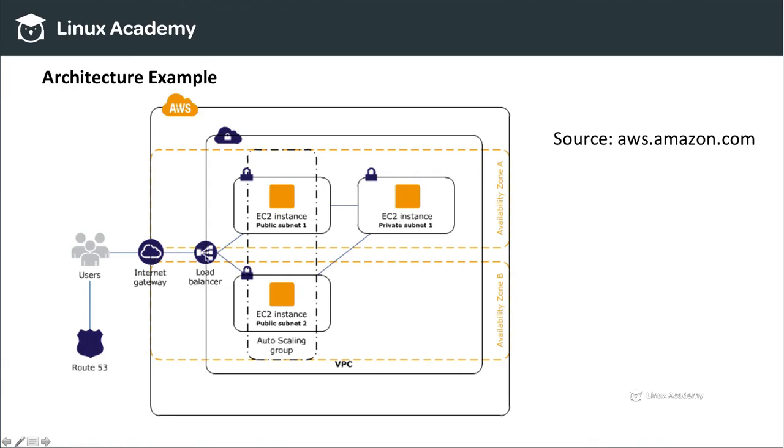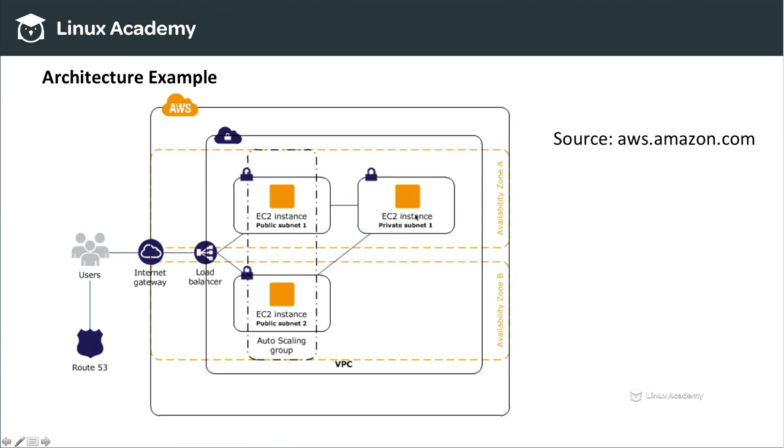Our Internet Gateway communicates with the Elastic Load Balancer. The Elastic Load Balancer will use round-robin DNS, and it will send the traffic to instances appropriately. So we have two instances that are serving the same application. However, if you look here, we have Availability Zone A and Availability Zone B. They're in different availability zones.